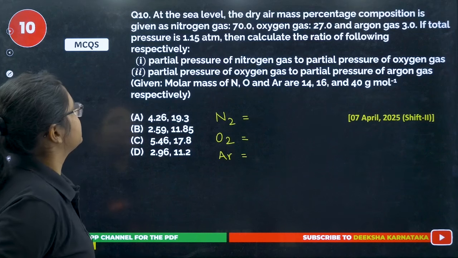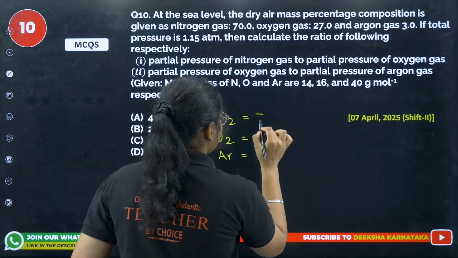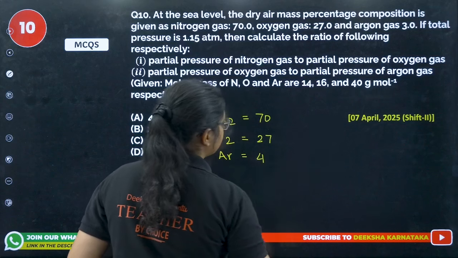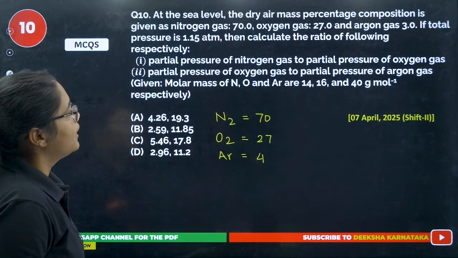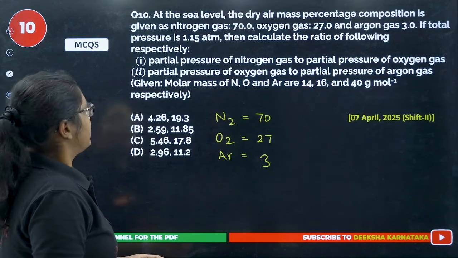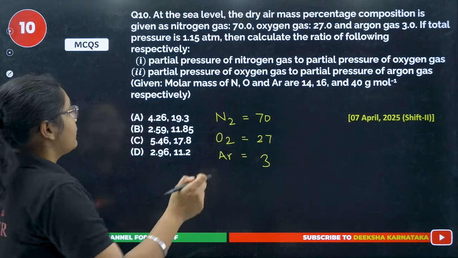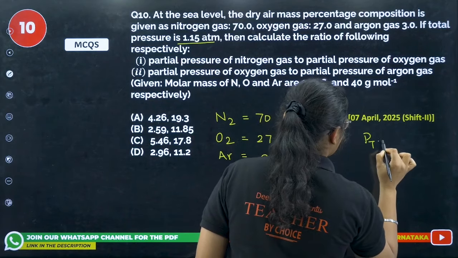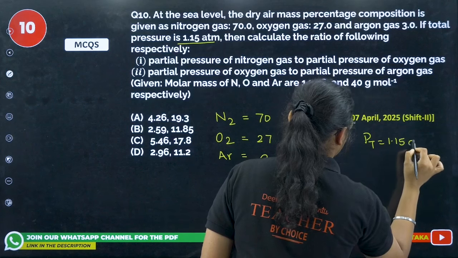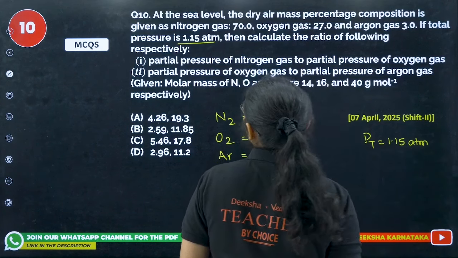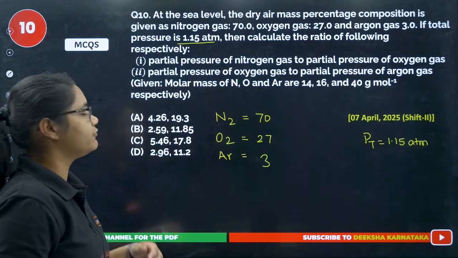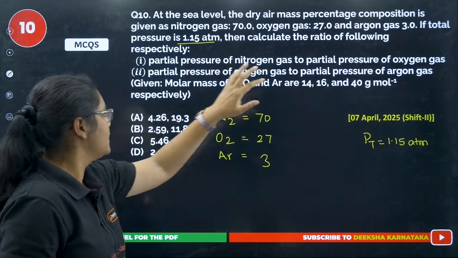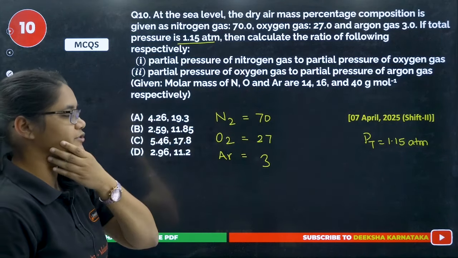So what is the percentage of nitrogen? 70, oxygen 27, argon is 4. Sorry, argon is 3. Next, if the total pressure is 1.15 atm, I'll write it here. Then calculate the ratio of the following: partial pressure of N2 to partial pressure of oxygen, partial pressure of oxygen to partial pressure of argon.